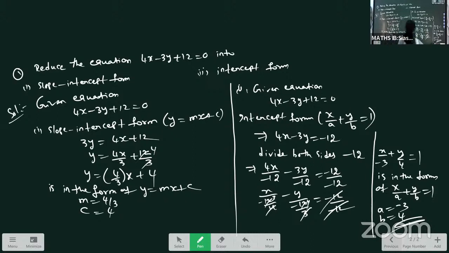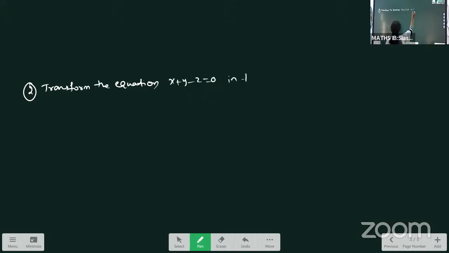Next question. Transform the equation x plus y minus 2 is equal to 0 into normal form.